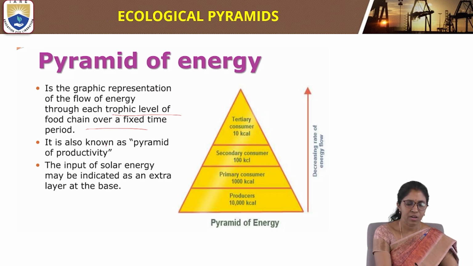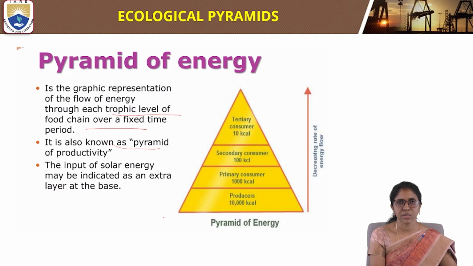It is also known as the pyramid of productivity. It is a graphical representation of the flow of energy through each trophic level of a food chain over a fixed period of time. The input of solar energy may be indicated as an extra layer at the base.